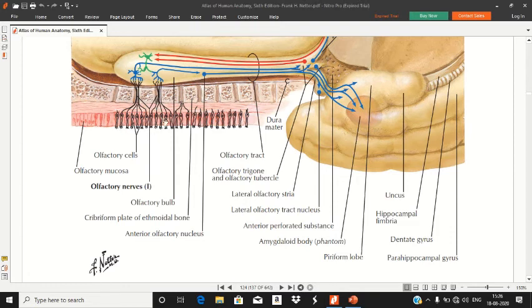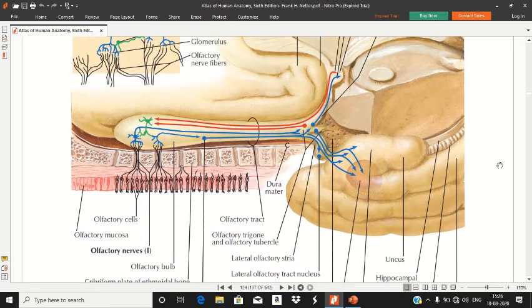Here you can see the olfactory neurons, which are bipolar neurons. Above them we can identify two types of neurons: mitral cells and tufted cells. Then the dendrites are extending back. These cells are present in the olfactory bulb. The axons extend into the olfactory tract. After that, it divides into the medial and the lateral olfactory striae.